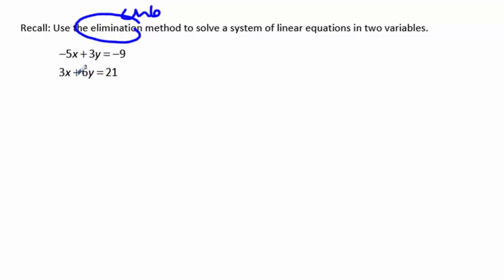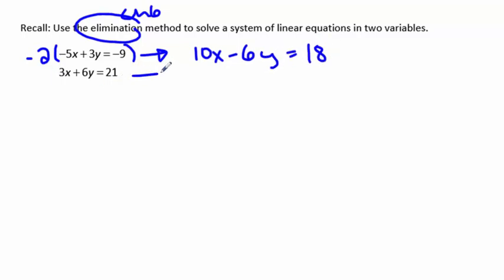Now, this one's already a 6. This one's a 3, and if you multiply it by 2, you'll get a 6. So we're going to choose to multiply it by 2, but we're going to make it a negative 2 so that one of our 6's is positive and the other one is negative. So we're going to multiply the entire first equation by negative 2. That gives us 10x minus 6y equals 18. Now, the second equation doesn't need to be multiplied by anything since it already has a 6y. So just multiply it by 1. You're going to get 3x plus 6y equals 21.